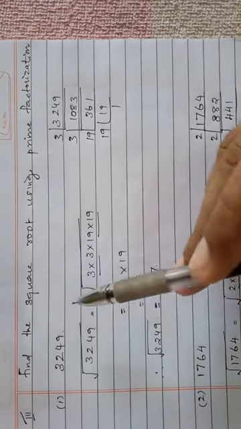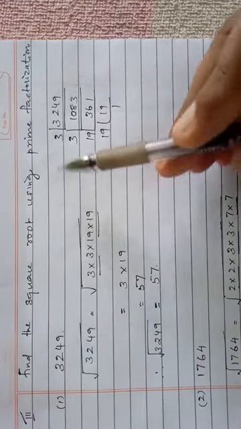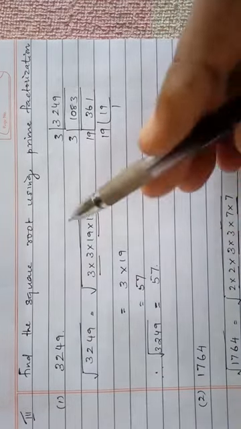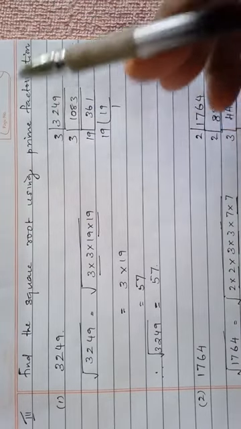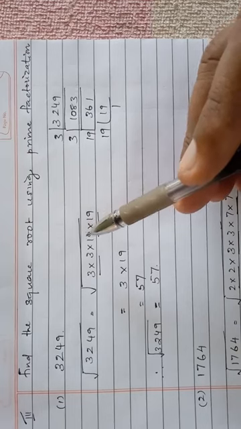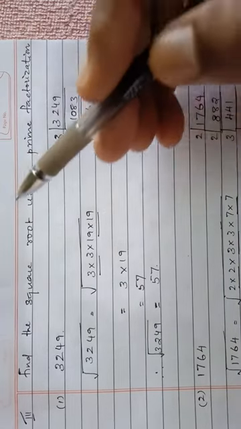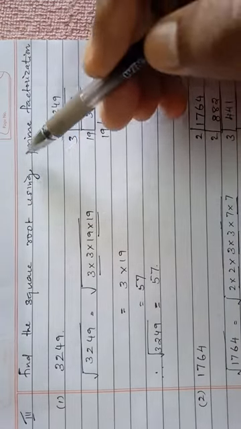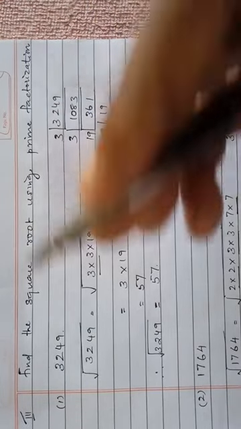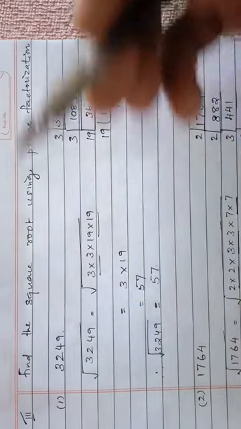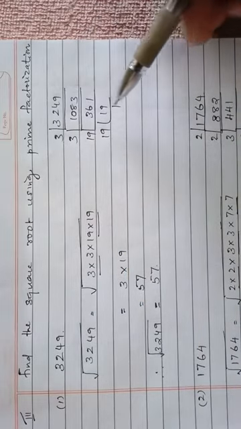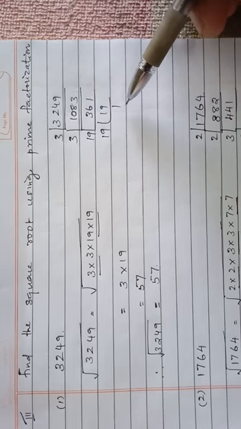Now the third type is very simple. Find the square root using prime factorization. For finding the square root, we have two methods. First one is the prime factorization method and the second one is the long division method. Now here we are going to see how we can find the square root using prime factorization. So first example, 3249. So first do the prime factorization.